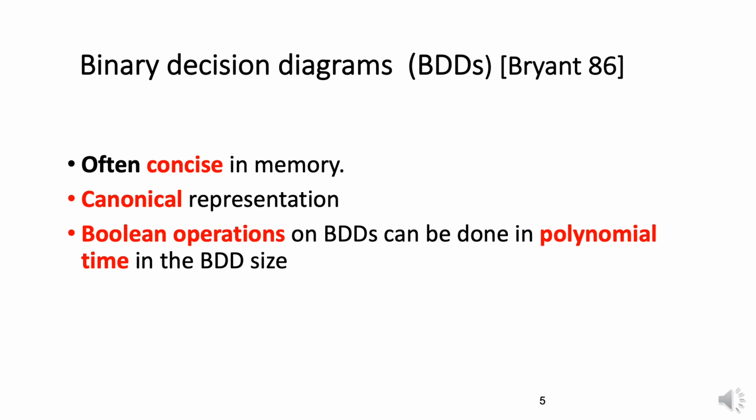However, given a Boolean function in a particular order on the variables, there is only one BDD representation. So there is a canonical representation that depends on the variable ordering. And it's very nice that we can apply Boolean operators using procedures on BDDs in polynomial time and space.